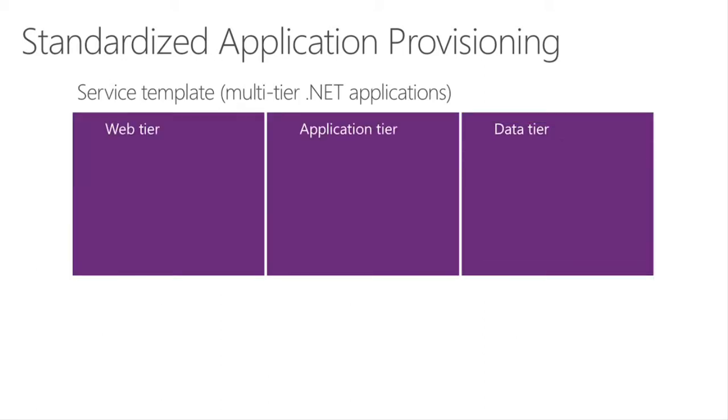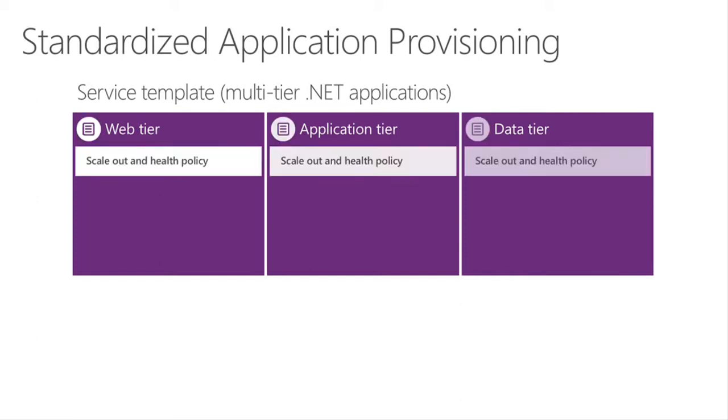Now let's take a closer look at the breakdown of how a service template comes together to deliver that application. So we start with the structure of a template and how we define the tiers that exist for the application. And each tier has its own scale-out policy defining if this tier of the application can be scaled, and if so, what the scale settings are, the minimums, maximums, and so on.